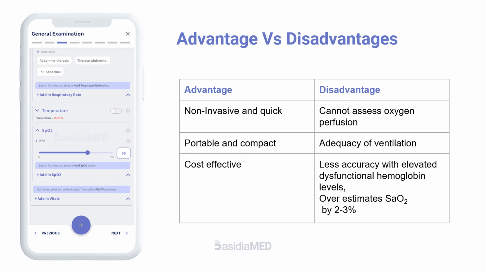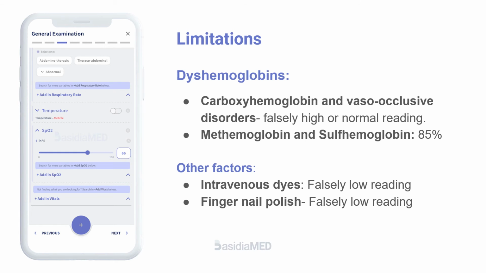The advantages of pulse oximetry are that it is non-invasive and quick, whereas the disadvantages include that it cannot assess oxygen perfusion and adequacy of ventilation. Oximeters have limitations, which may result in erroneous readings. This occurs when there is an elevation of dyshemoglobins, such as sulfhemoglobin, methemoglobin, and carboxyhemoglobin. Other circumstances include pigmented skin, presence of nail polish, and use of intravenous dyes.